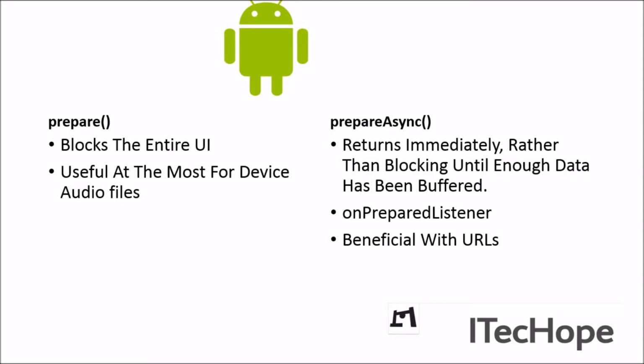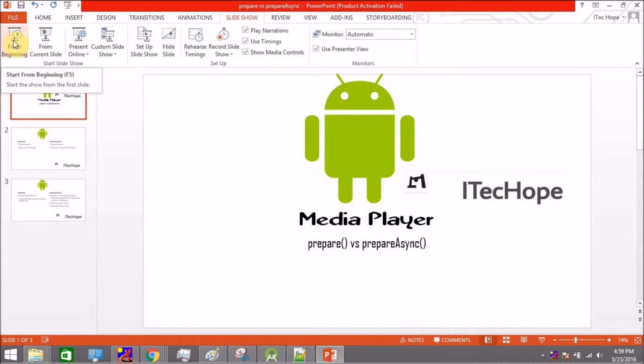On the other hand, the prepareAsync method will create a different thread where the data will be buffered, and it will keep on preparing the data until enough data is buffered, and once it's done, you can have an OnPreparedListener where you can start your media playing. So you can see the differences here and how badly it can affect you if you use prepare for streaming URLs. As we said, the prepare method is at most useful for running audio files that are present on your device. On the other hand, the prepareAsync method is beneficial with URL streaming.